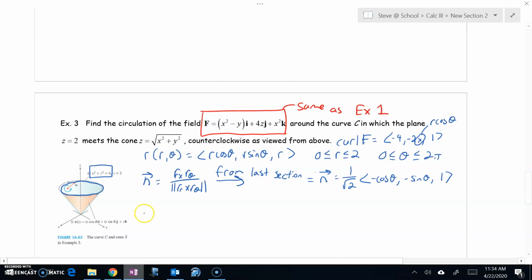We need to find d sigma to finish up the setup of our Stokes' theorem, so the integration of the curl dotted with the normal. So d sigma, when we're in parametric, is always the magnitude of the cross product of the two partials, and then dr d theta or d theta dr.